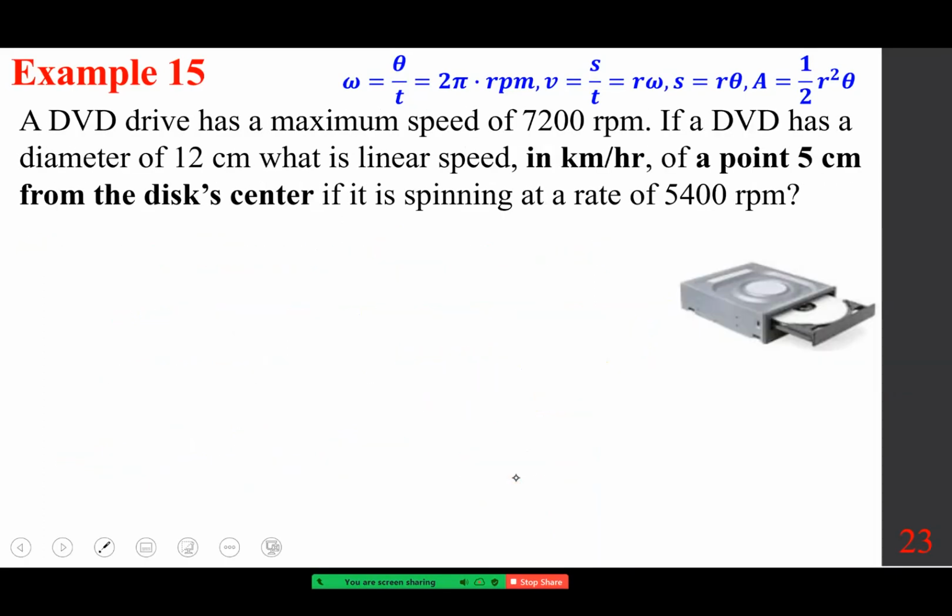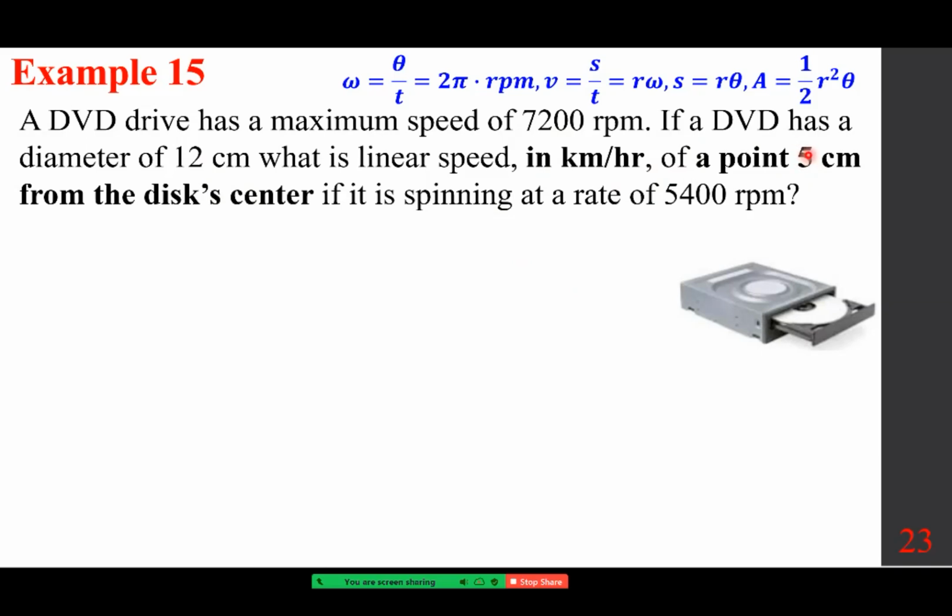A DVD drive has a maximum speed of 7,200 RPM. If a DVD has a diameter of 12 centimeters, what is the linear speed in kilometers per hour of a point 0.5 centimeters from the disk center? This is really what matters: where are we located at 5 centimeters from the disk? It doesn't matter how long the diameter or even the radius is. The radius is 6, but at 5.